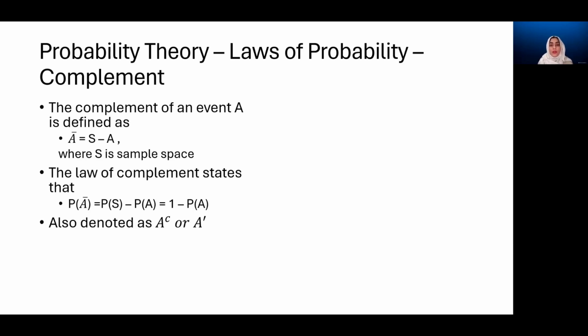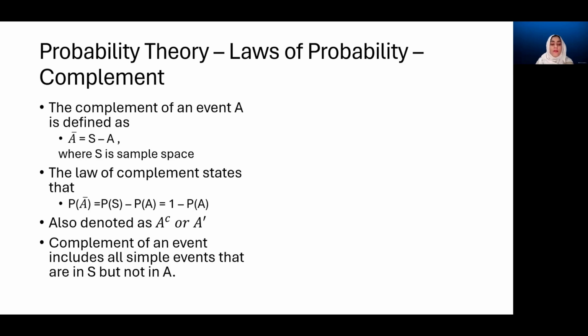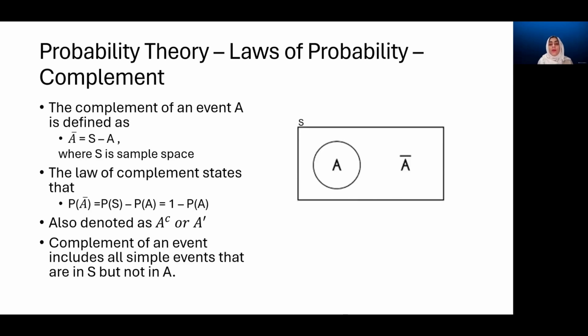We can have these two additional notations to represent the complement events. The complement of an event includes all simple events that are in S but not in A, and this can be modeled using this Venn diagram. So you see a sample space which has all the possible outcomes in it, event A which constitutes some of those simple events, and A dash, or the complement of event A, is all of the other simple events in the sample space except for those that are there in A.